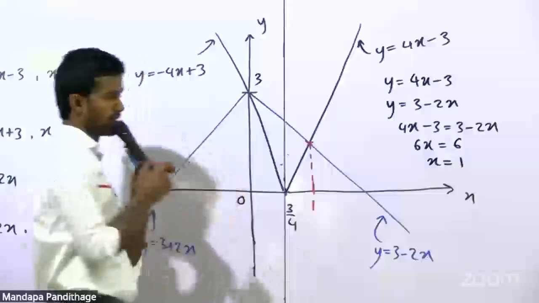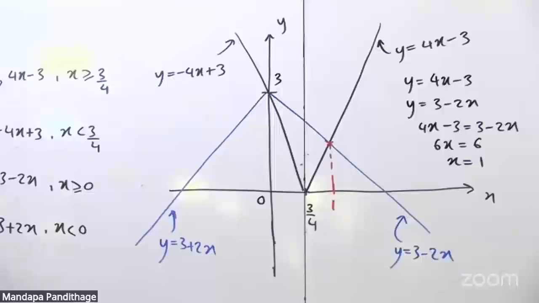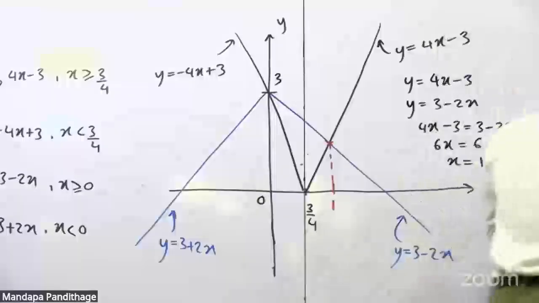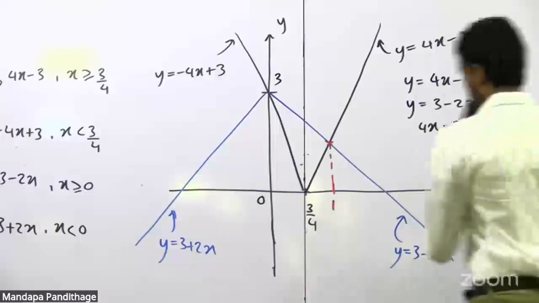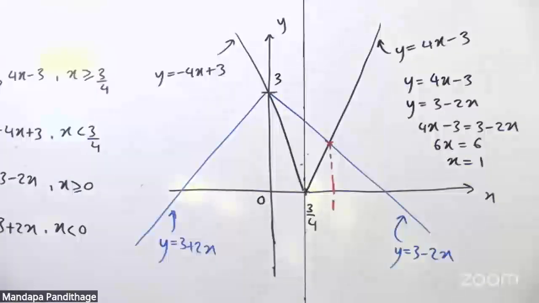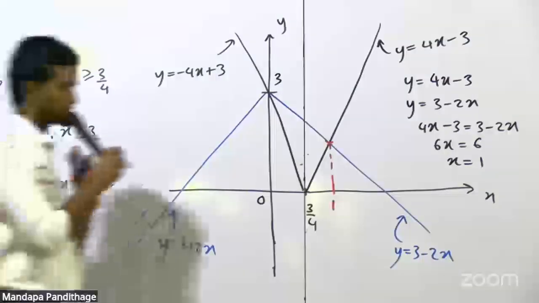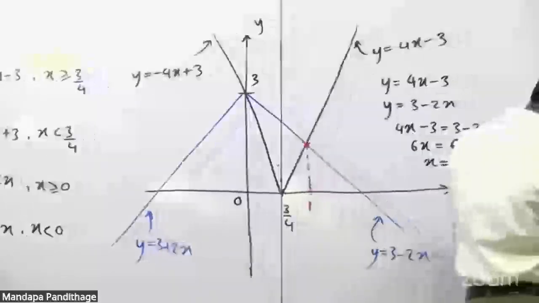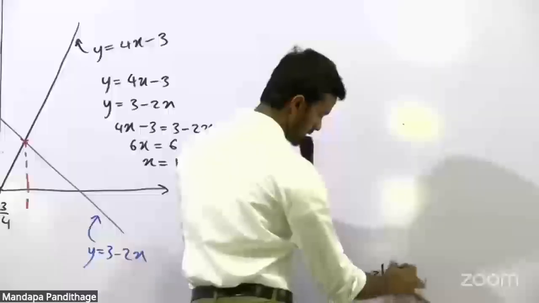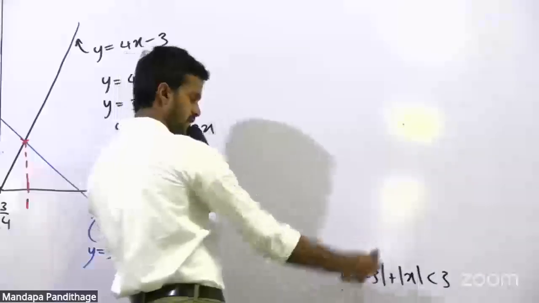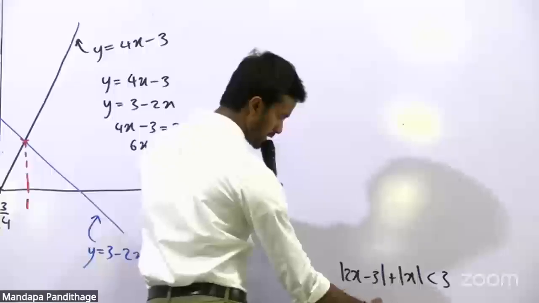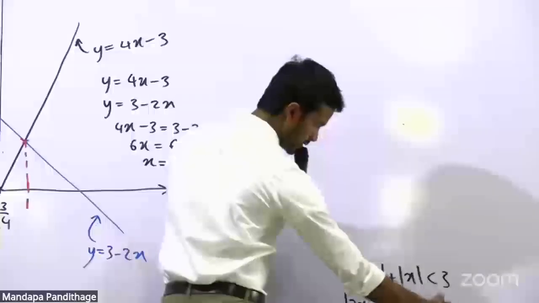Now look at the inequality that they have given. After sketching this, this is a normal thing that we have been doing for the past 3 weeks. So what is the inequality? We are supposed to solve this: 2x minus 3 modulus plus modulus x is less than 3. So anyways, it's clear that this is not the graph that we know. So they are expecting us to solve this inequality, 3 minus modulus x.